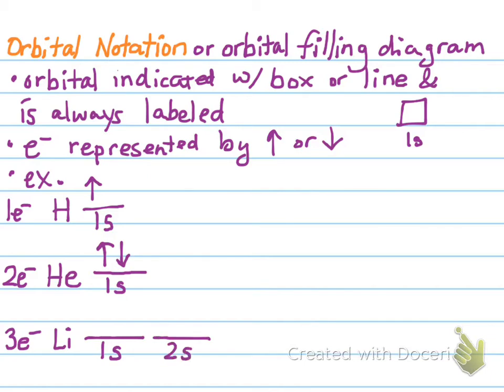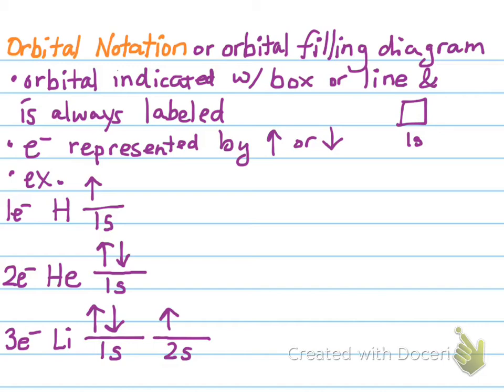And then here's our electrons. Here's my first electron, my second electron. Remember, I have to completely fill this orbital of lower energy before I put an electron into the next one, right? That is the Aufbau principle. So here's my third electron for lithium.